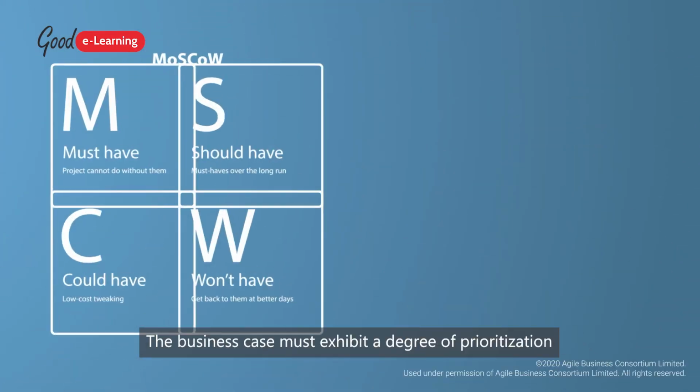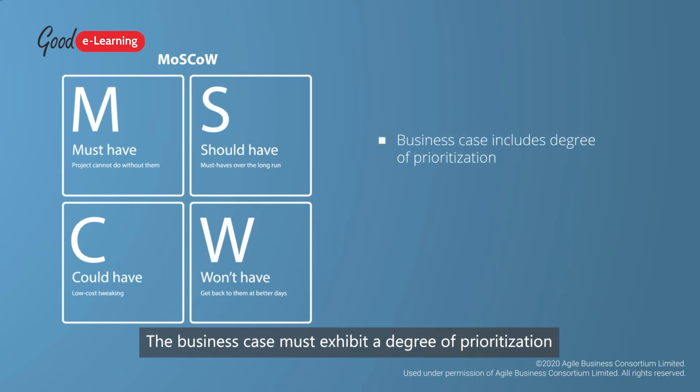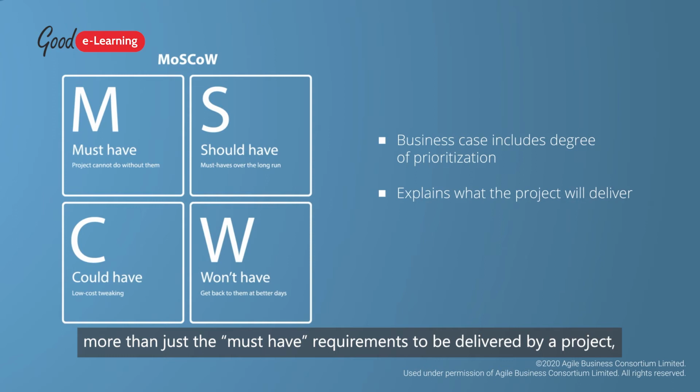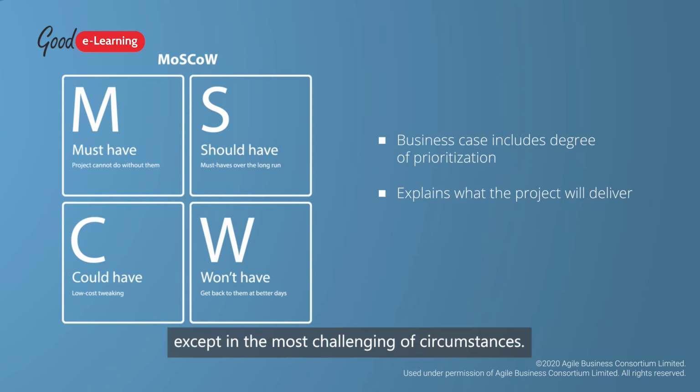The business case must exhibit a degree of prioritization, and as a minimum, it needs to explain what the project's high-level requirements will be. The business roles can reasonably expect more than just the must-have requirements to be delivered by a project, except in the most challenging of circumstances.